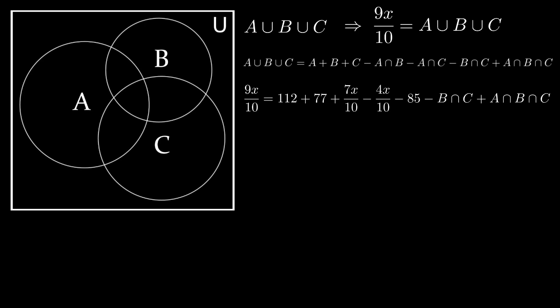So notice we have three unknowns in this equation. B intersection C, which is a set of customers that get a cheesecake and a bottle of water. That's unknown since we weren't given that information in the initial conditions. And also A intersection B intersection C, which is a set of customers who get all of these three items. We don't know that either. So now we have three unknowns. And what do we do when we have an equation with three unknowns? You guessed it. We set up two more equations. So we need two more equations, my friends.